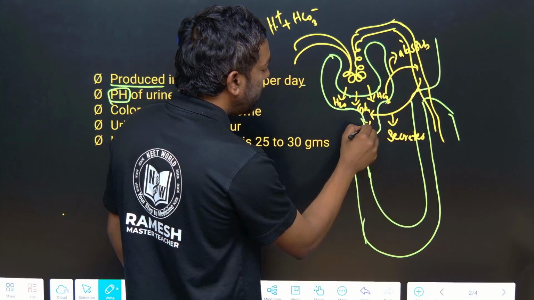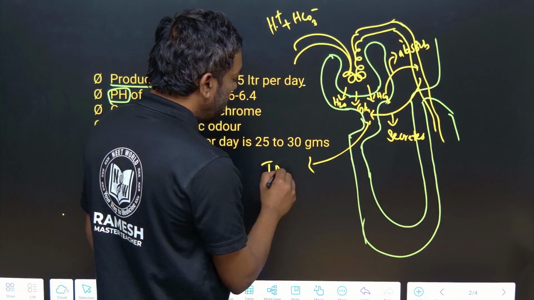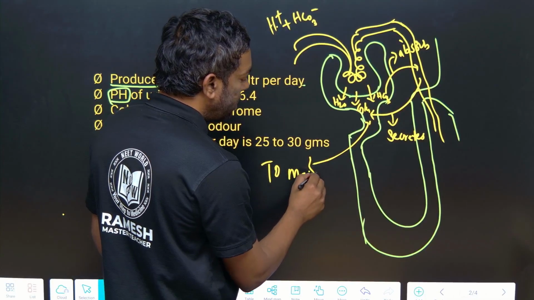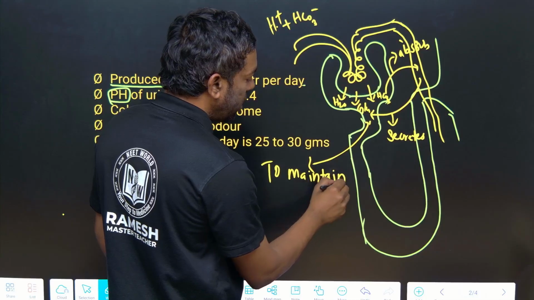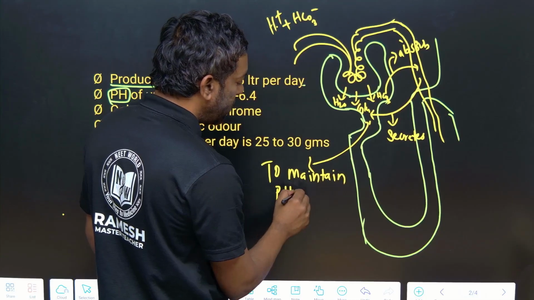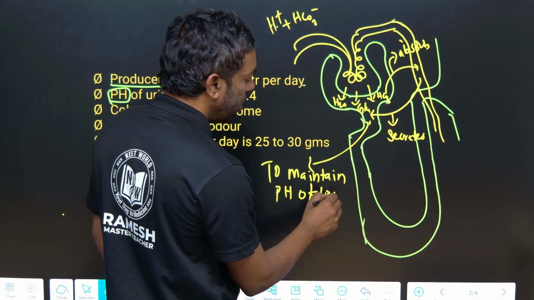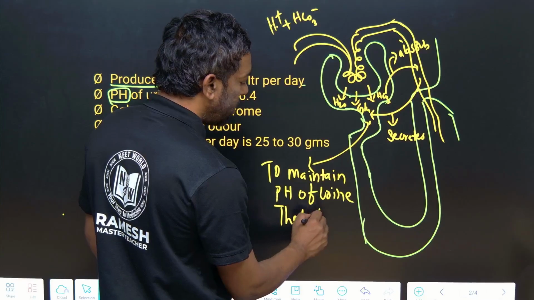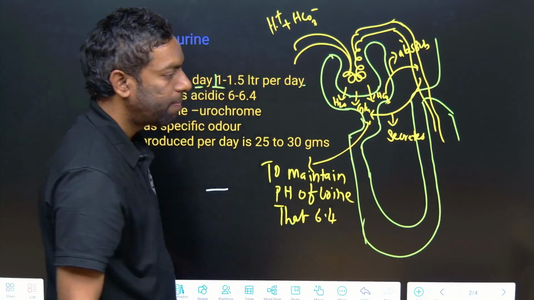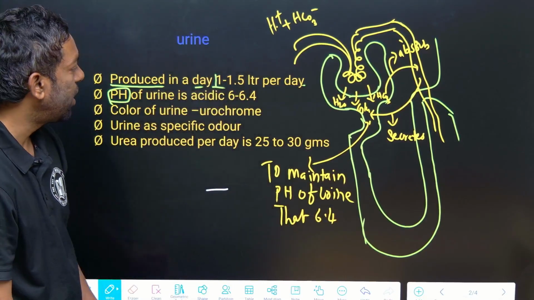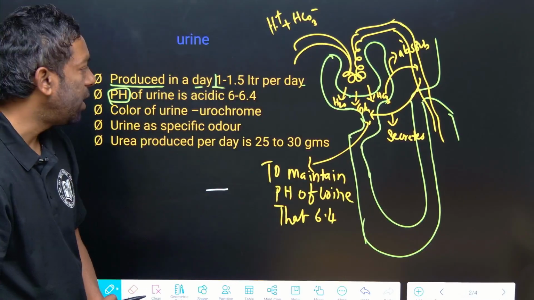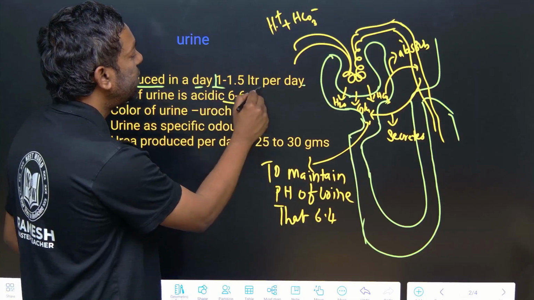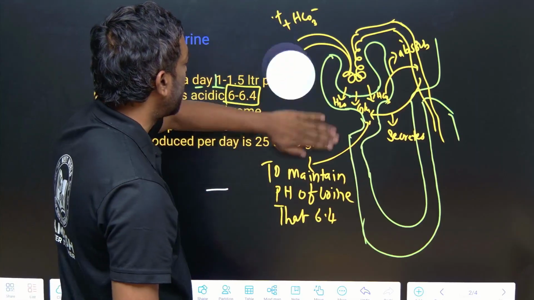This hydrogen maintains the pH of urine, 6 to 6.4. Okay, the pH of the urine is 6 to 6.4.